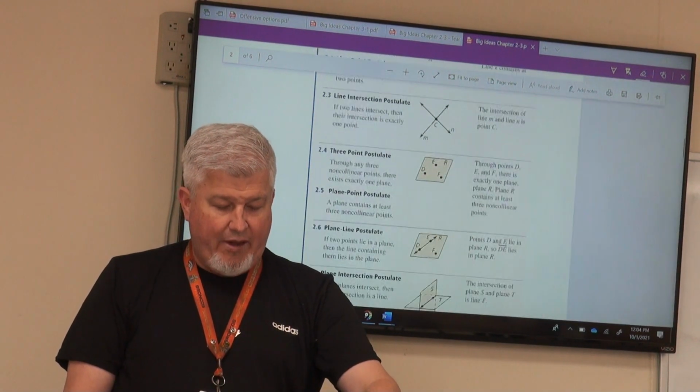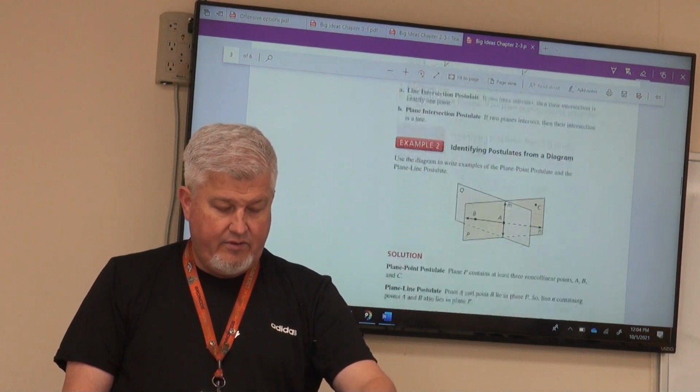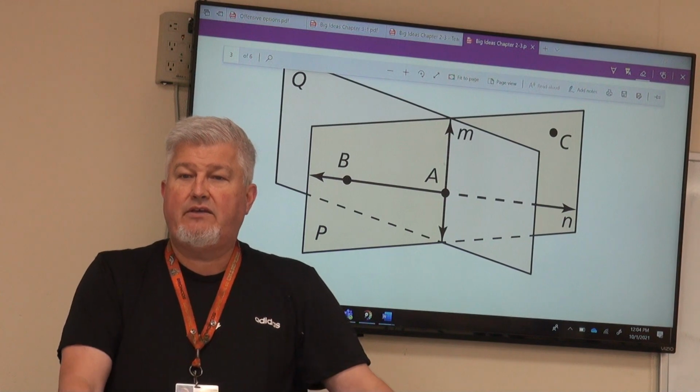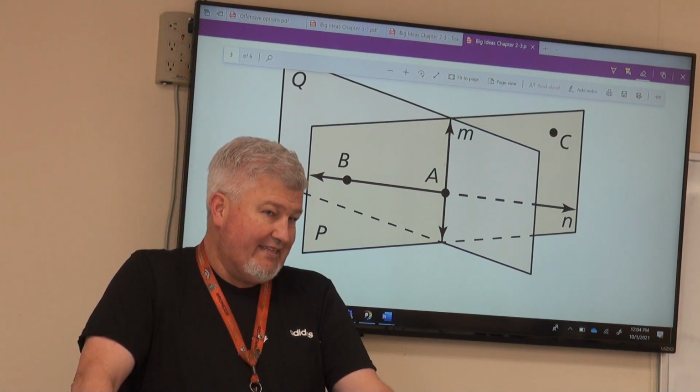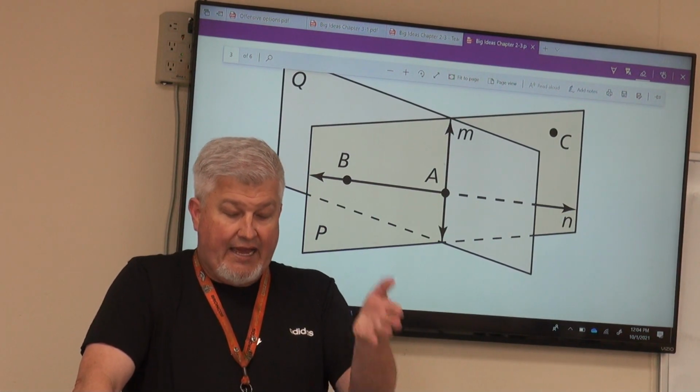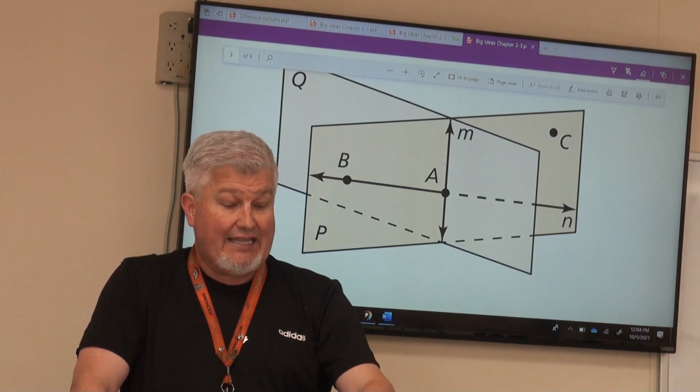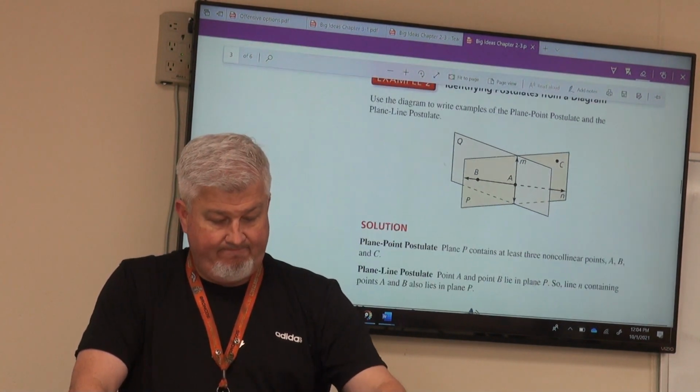So let's go back and see. No one's going to remember that. Okay, where 2 lines intersect, they form exactly 1 point. Oh, I see. What is represented in this figure? Point A, right? Line M and line N intersect at point A. That is the line intersection postulate.